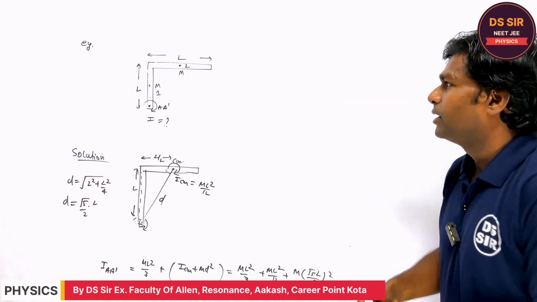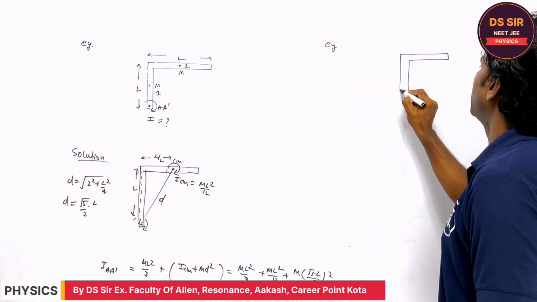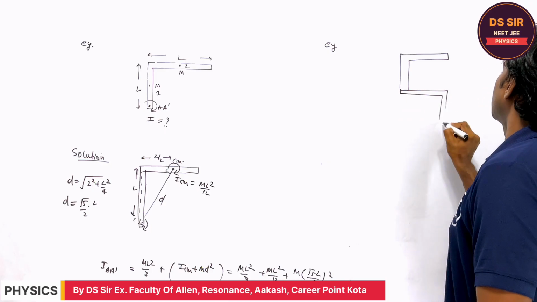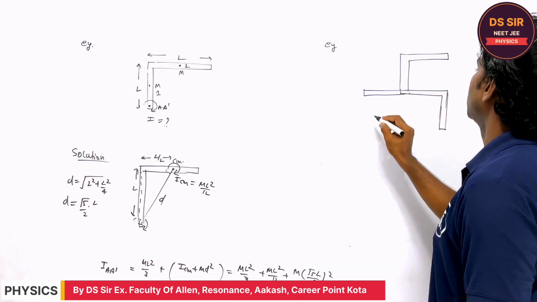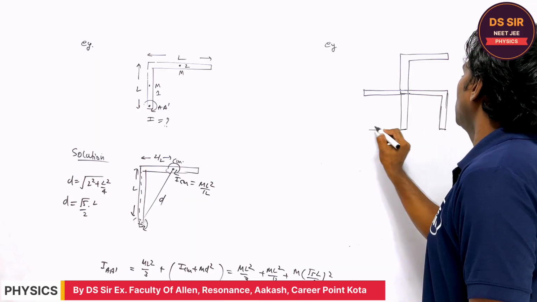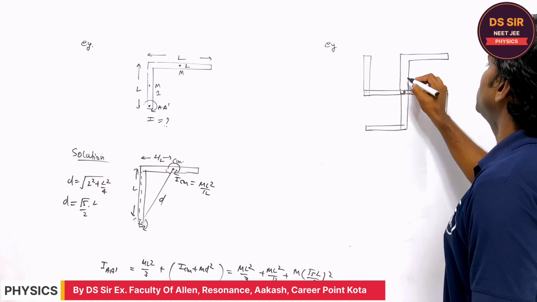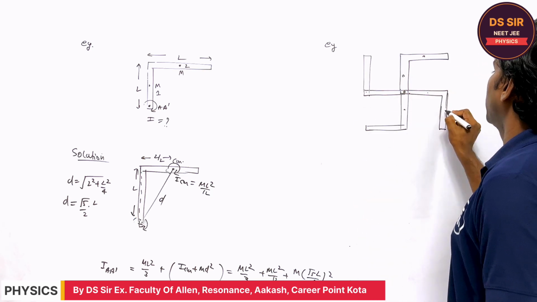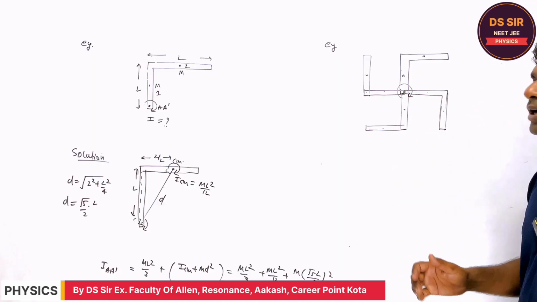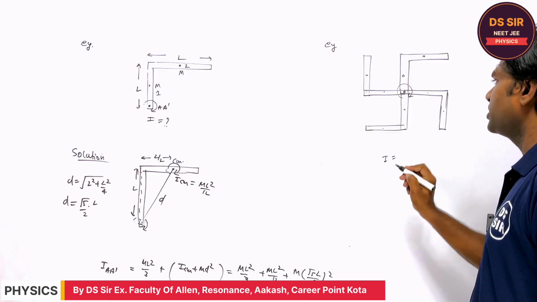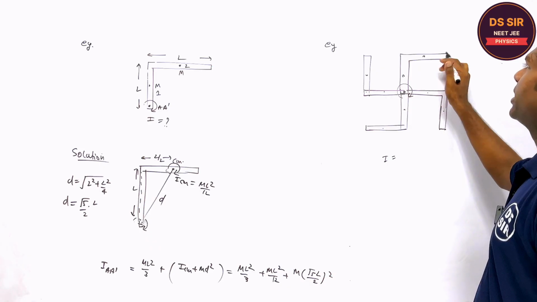Okay, listen one thing. For example, there may be another system like this. There is a system of rods like this, the swastik sign, and each is a rod of mass m and length l. You have to find the moment of inertia about this axis. So can you find the moment of inertia about this axis? Yes. How to find? Listen, this is the L, this is the other L.